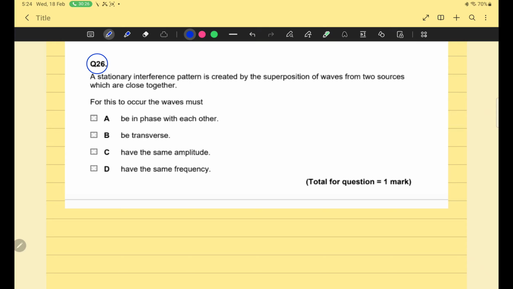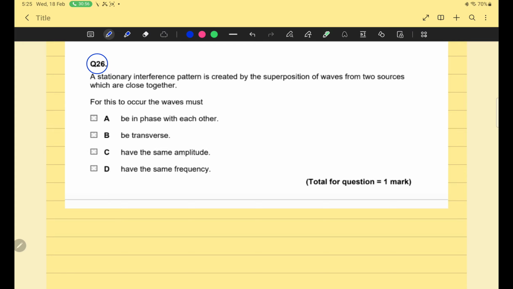Okay beta, now question number 26. A stationary interference pattern is created by superposition of waves from two sources which are close together. For this to occur, the waves must be. So the question is very simple: in which stationary interference is created by superposition of waves from two sources which are close together, for this to occur, the waves must be.